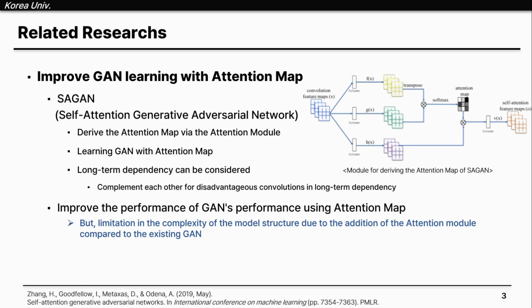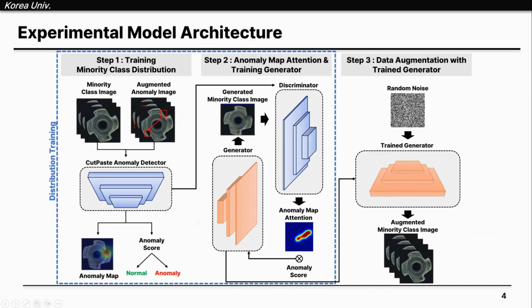However, there is a limitation that the structure is complicated by the addition of the attention module compared to the existing GAN. Now let me explain the model. The following figure is the structure of the proposed model.